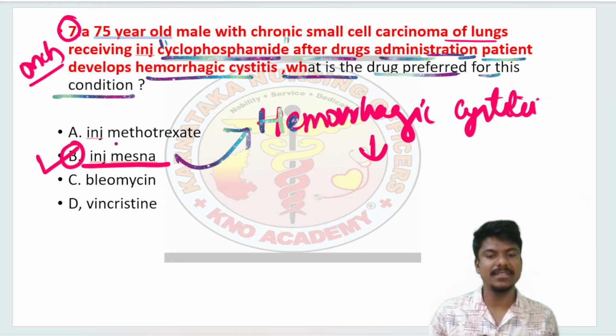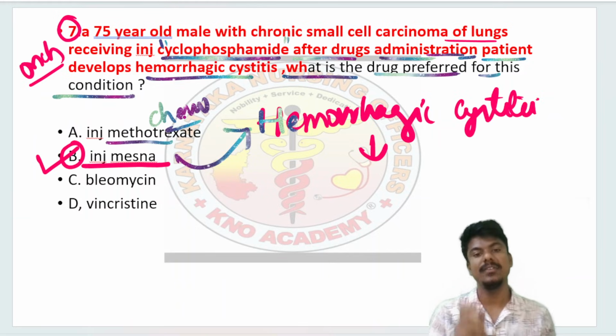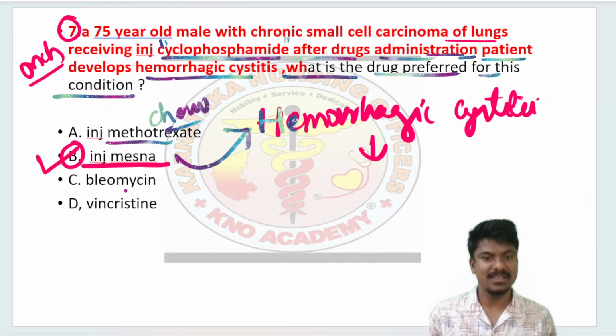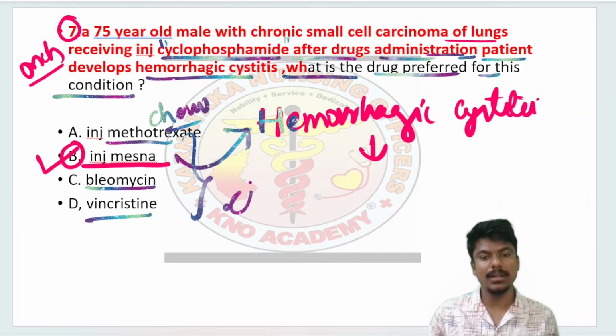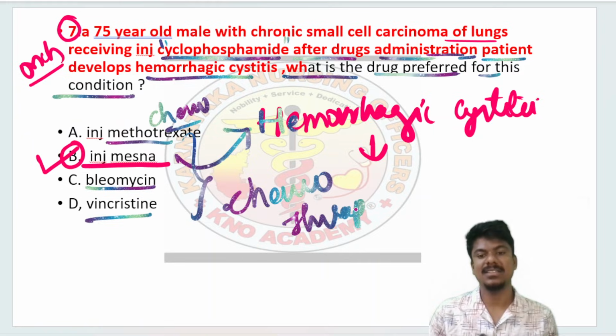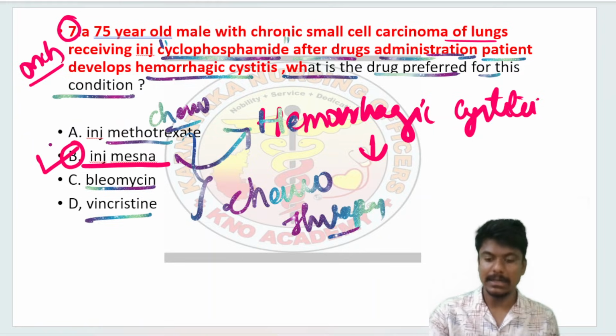It's a direct question. Methotrexate is also a chemotherapy drug, not used for hemorrhagic cystitis. Bleomycin, vincristine, the remaining all are chemotherapy drugs. So option number B, injection mesna, is the right answer.